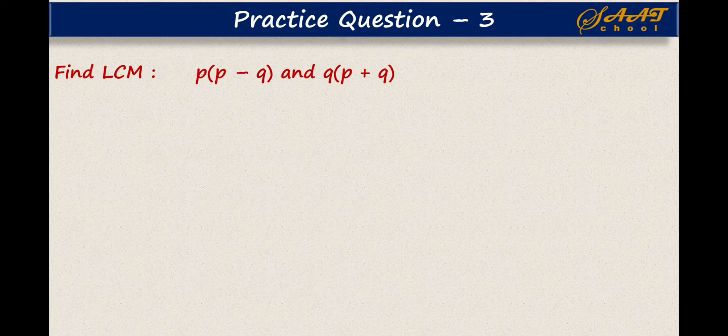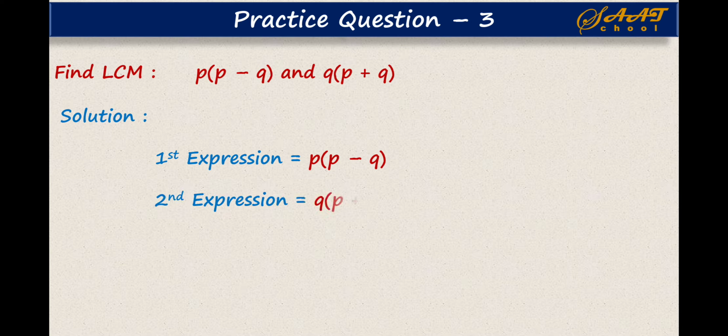Here is practice question number 3. We have to find the LCM of P, P minus Q and Q, P plus Q. The first expression is P, P minus Q and the second expression is Q, P plus Q. Now to find LCM, the first step is always to identify the common factors and the next is to identify the remaining factors. Here there are no common factors, that's why LCM will be equal to PQ, P minus Q and P plus Q.